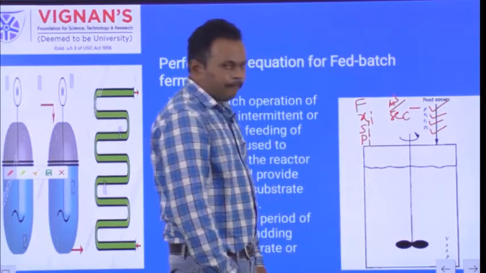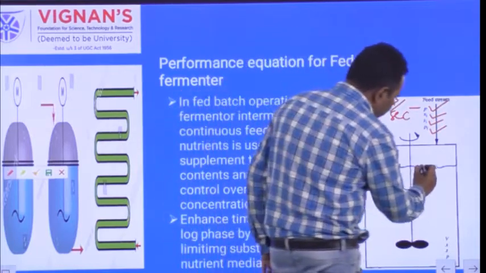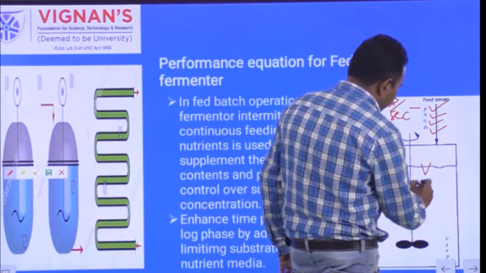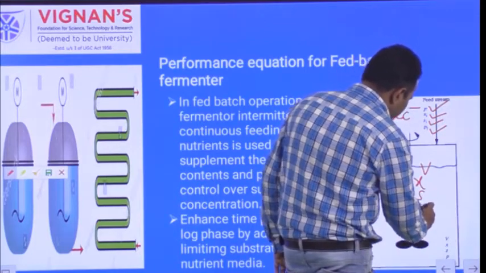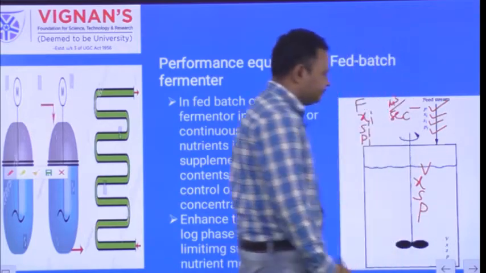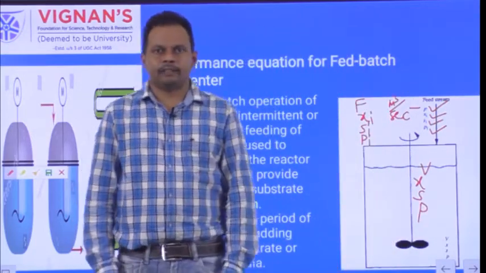And within the fermenter, V is the volume of the reaction mixture or fermentation broth, X is the cell concentration, S is the substrate concentration, and P is the product concentration.